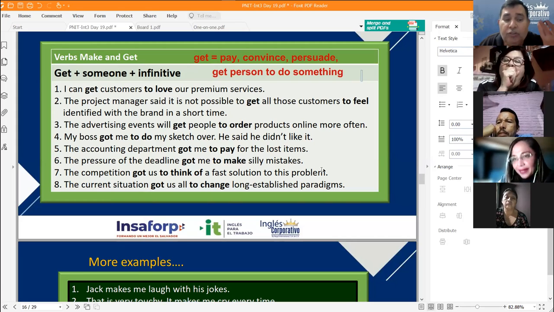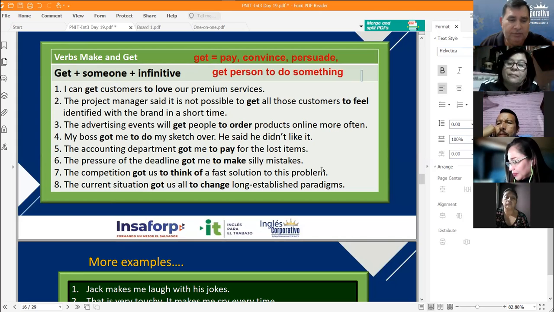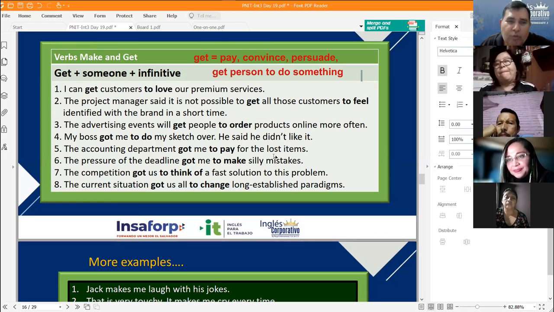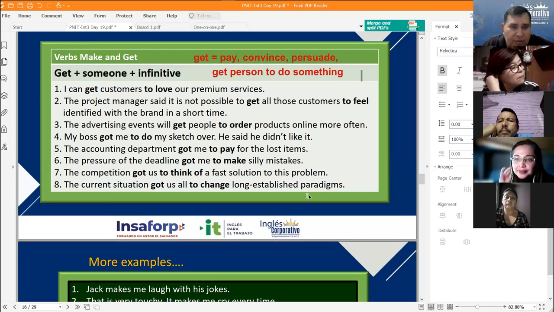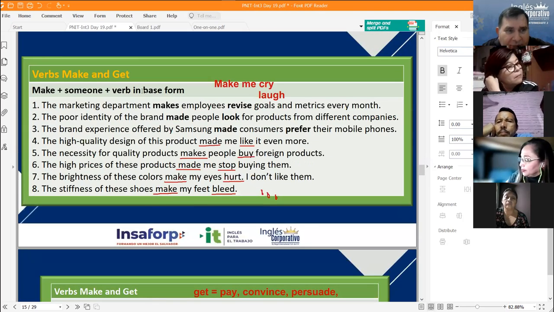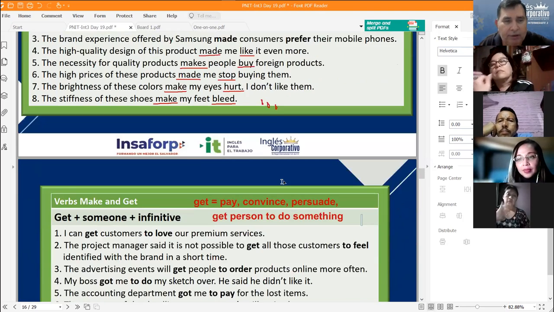It's necessary. Necessary to study that. It's important to do that well. It's correct to say like that. Thank you. That's why you get "to get" here. But remember, make and get have the same meaning over here.